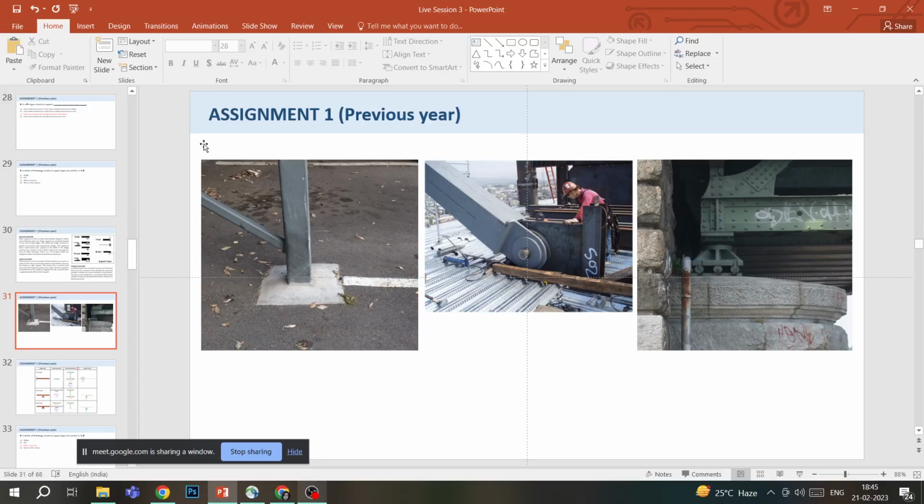Second is your pinned support, in which you can see it is joined with the help of a pin. I think that's why it is called pinned support, so that in case of expansion or contraction it can move slightly. And the third is roller. You can see the bearings in that kind of support, which allows the structure to move vertically, horizontally also.